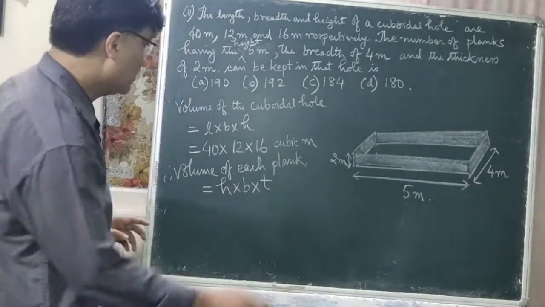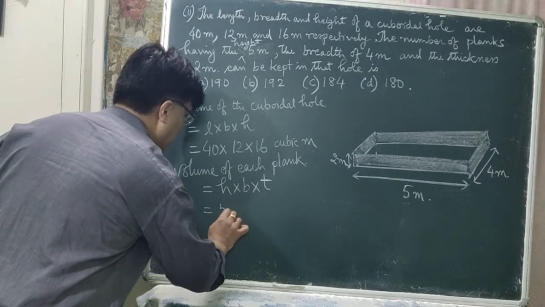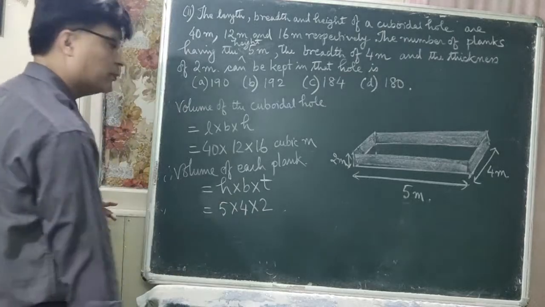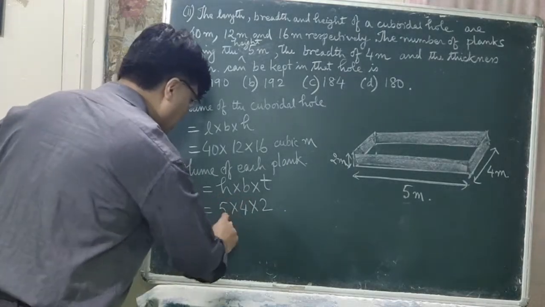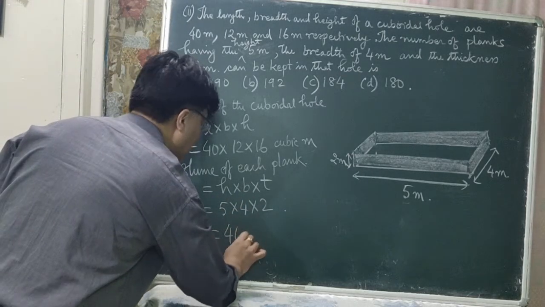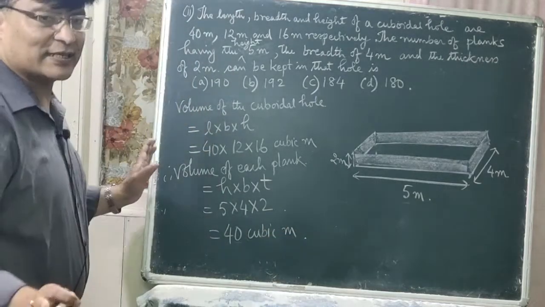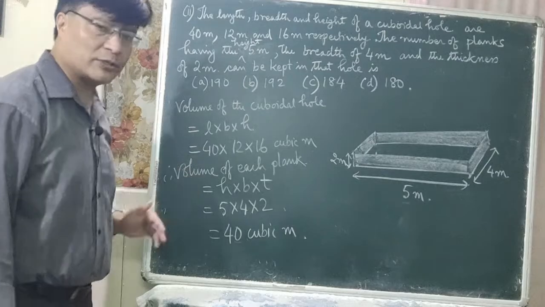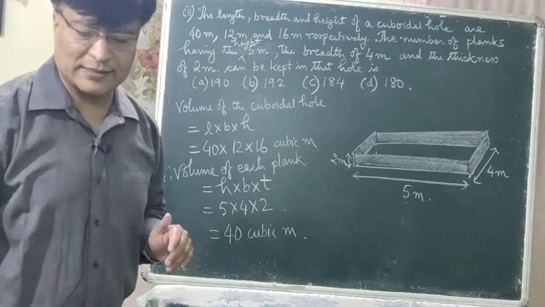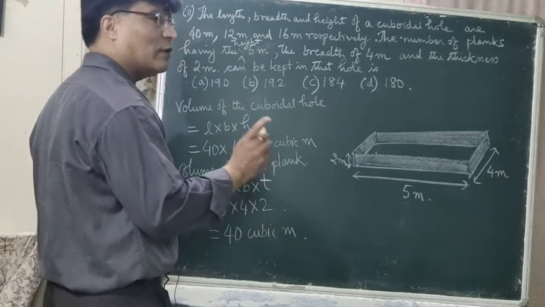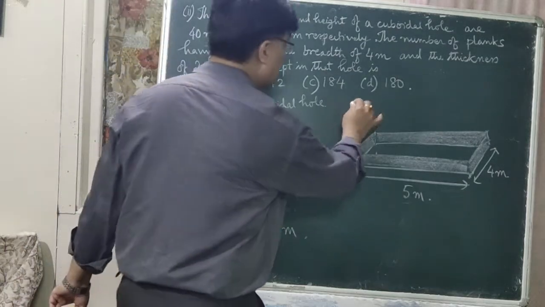2 मिटर. सो हाइट इज इक्वल टु कति भयो? 5, ब्रेथ इज 4, अनि थिकनेस कति छ? 2. Is that clear? So we can multiply them. It is 40 cubic meter. Is that clear to all of you? So I think you have understood it. So now in this case, you have to find out the number of planks. So I told you how to find out the number of planks, isn't it?